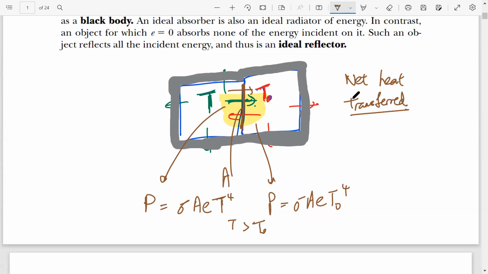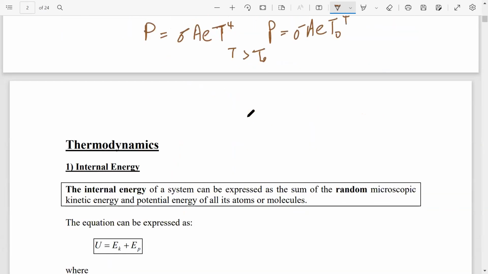And yeah, because there's still heat transfer to and fro. So when their temperature is the same, the net heat transfer is zero. Okay, when the temperature is the same, the net heat transfer is zero. It doesn't mean that there's no heat transfer, but the net between them is going to be zero. Okay, so that is when the net heat transfer is zero.